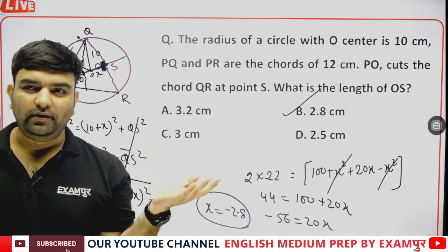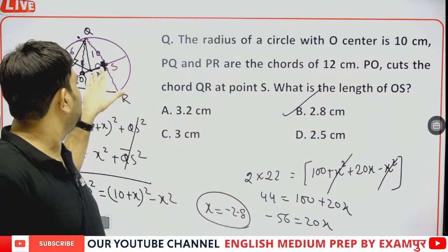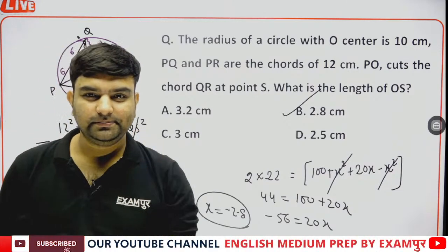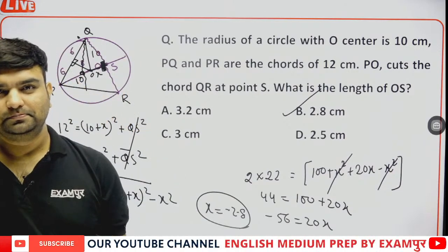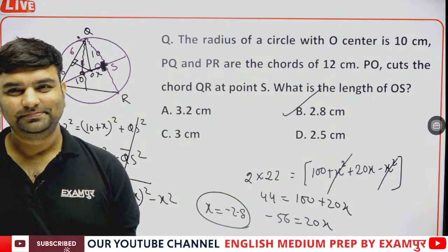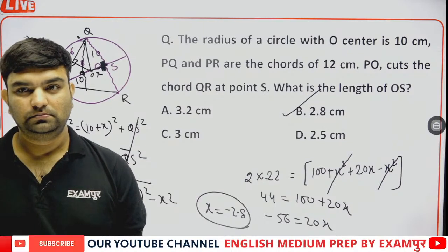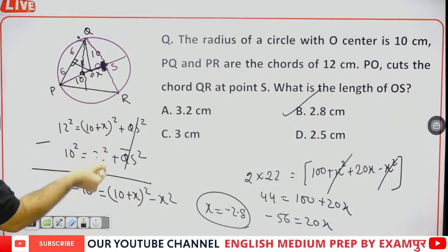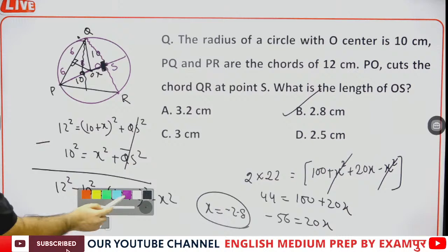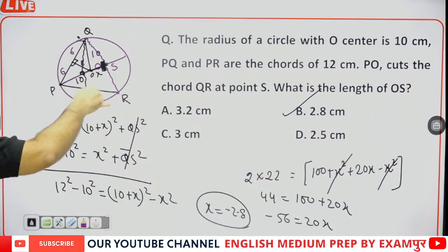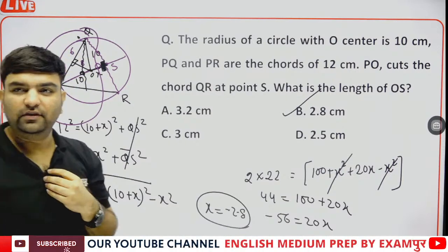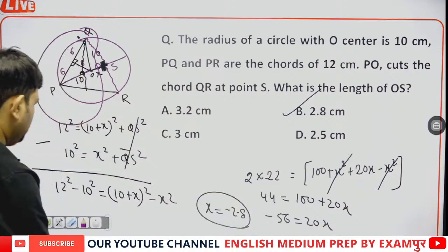Because it's a coordinate, right? So if anything here is positive, here it will come negative. So if this has come negative, it means this is positive. Got it? So when we apply it in the proper triangle, it will become 10 minus x and your answers will match. Let me show you.